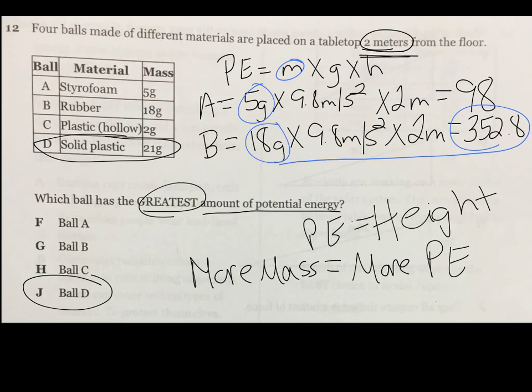So if you're still having some trouble with this concept, go back and look at the video I posted on YouTube a few months ago about potential and kinetic energy. I give more examples there about how mass influences the amount of potential energy. So go ahead and take a look back at those to help you. Let's go and look at the next one.